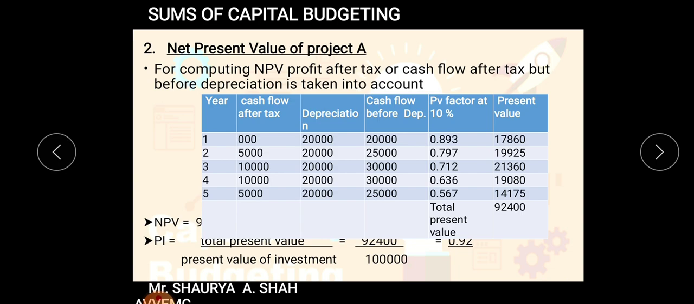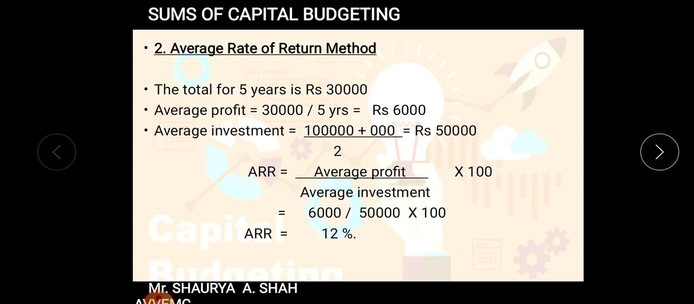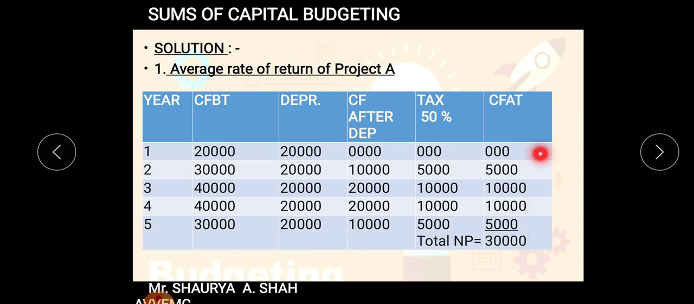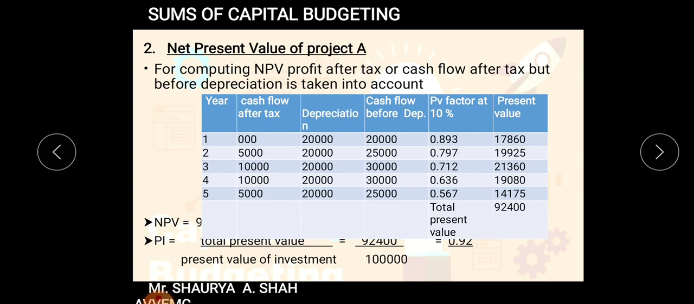So same table, students. Here you need to prepare cash flow after tax. This is the last column of the previous table you prepared. So cash flow after tax, plus you need to add depreciation. Again, depreciation remains the same for the entire years, right? 20,000 per year. Then you need to calculate cash flow before depreciation. After adding this amount, you will get the third column. 1 plus 2 is equal to third.